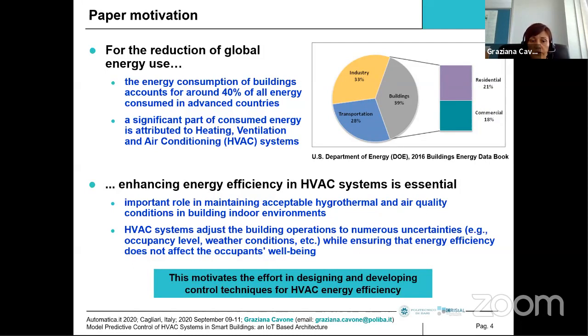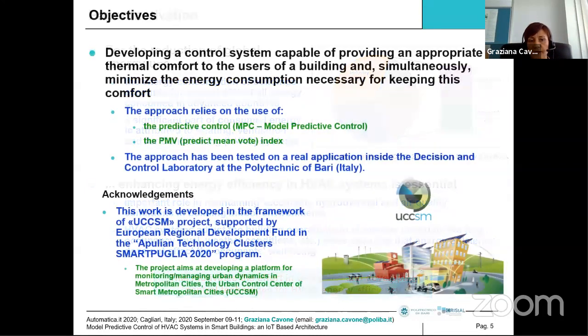Such systems are really important for maintaining acceptable hygrothermal and air quality conditions in building indoor environment. And so HVAC system adjusts the building operations to numerous uncertainties while ensuring that the energy efficiency does not affect the occupants' well-being. So this motivates the effort in designing and developing control techniques for HVAC energy efficiency. So what are the objectives? The objective is to develop a control system that is capable of providing both an appropriate thermal comfort to the user in a building and simultaneously minimize the energy consumption that is, of course, necessary for keeping the comfort of the users. Our approach relies on the use of model predictive control and predicted mean vote index.